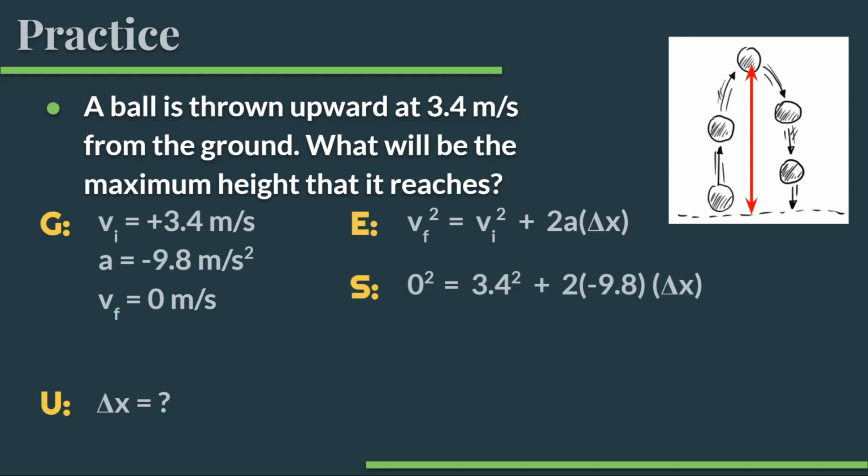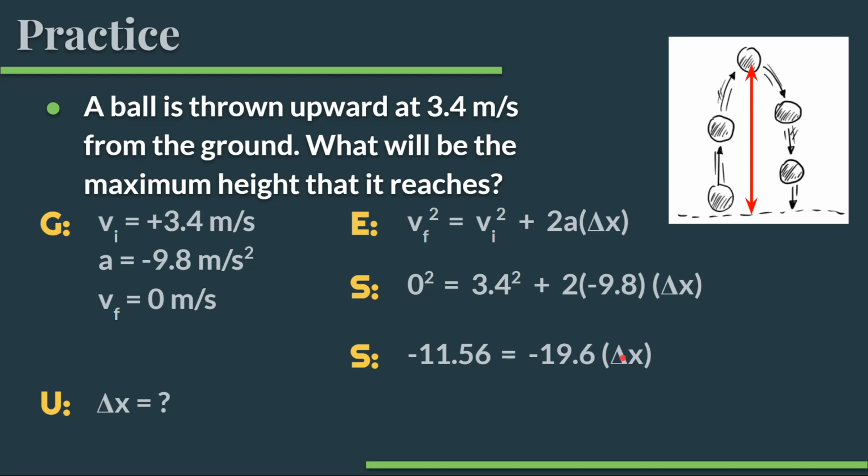Substituting in, that looks like this: 0 squared equals 3.4 squared plus 2 times negative 9.8 times delta X. I'm going to do 3.4 squared, and then subtract it over here. 3.4 squared is 11.56, and so I would have 11.56 plus this stuff, so I do want to move that over here. 0 squared, of course, is 0. But I get negative 11.56 equals negative 19.6. That's 2 times negative 9.8 times delta X.